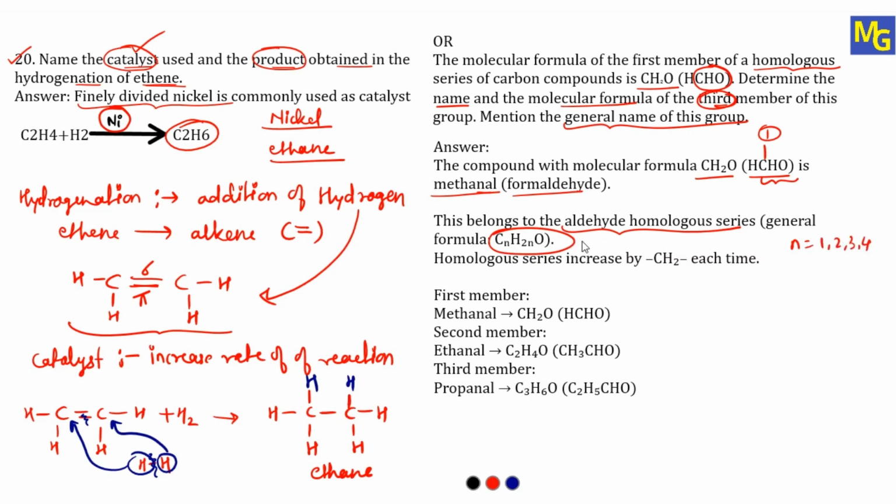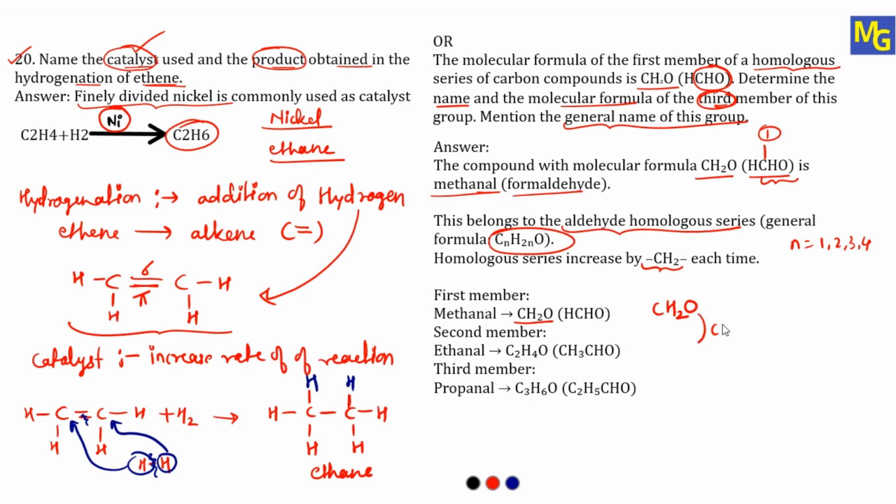Now, homologous series means what? It is the series in which the successive members will have a difference of a CH2 group. Successive members means the members one after the other will have the difference of CH2. So we will try to write the series. First we have written CH2O. Now we have to increase one CH2 in this.